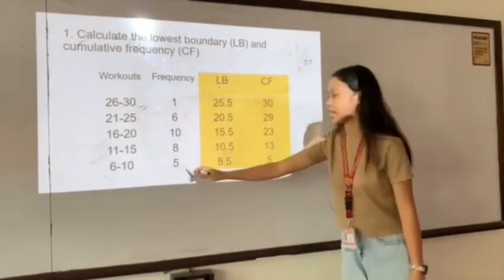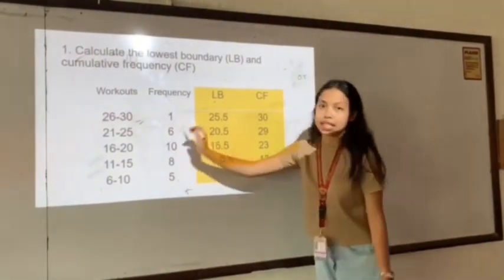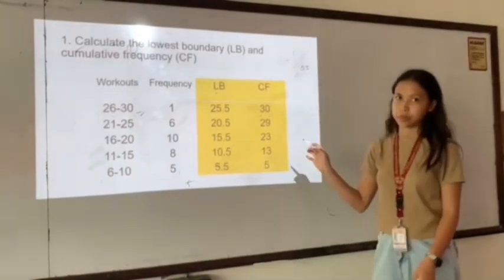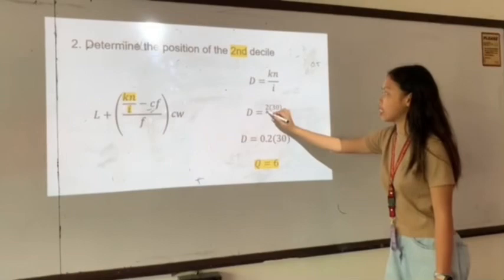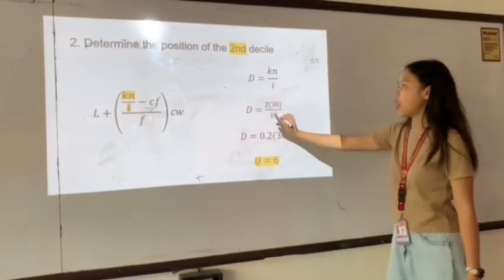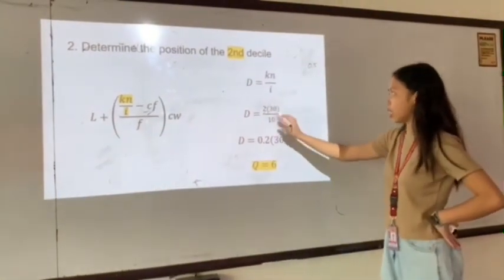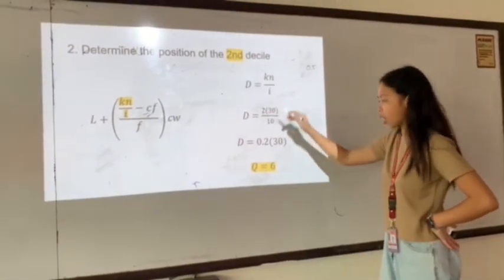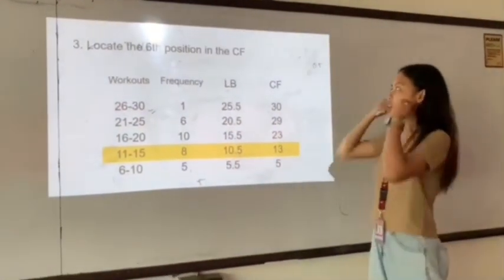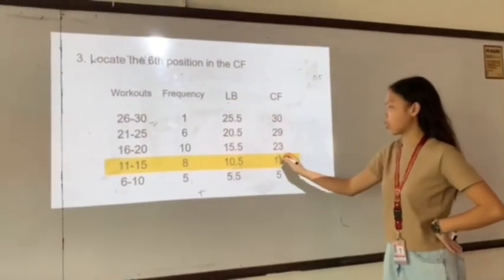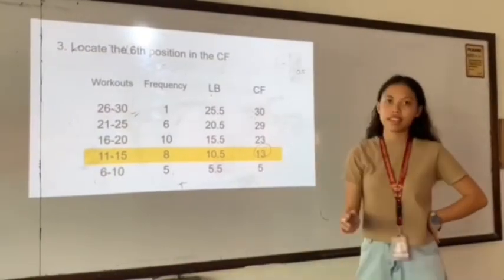Again, the CF is a copy of 5, add 8 equals 13, 13 plus 10 is 23, 23 plus 6 is 29, 29 plus 1 is 30. Next is to determine the second decile position by this formula. The K is 2, which is the problem. Then the number of people who do gym is 30, then 10 since it is decile. Solve that to get 6. So next is to locate the 6th position in the cumulative frequency. The 6 belongs to 13, since this is 5, and this would be the data that we will use to get the second decile.